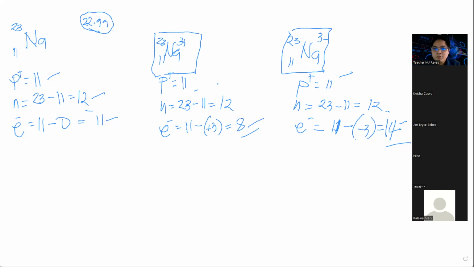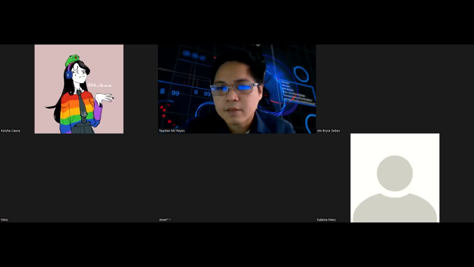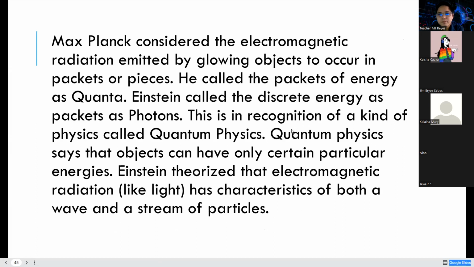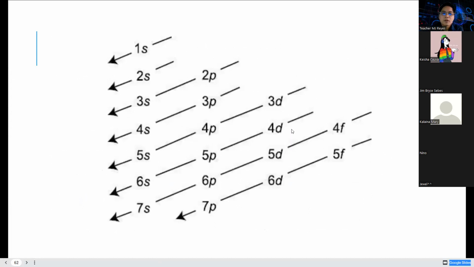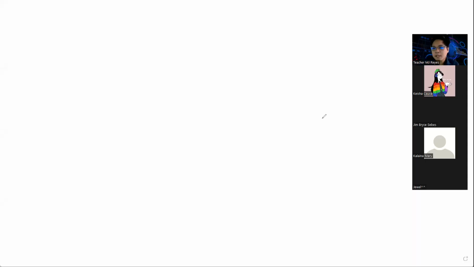Okay, let's move now to the electron configuration. How can we get the electron configuration of a particular element? Let's have a brief recap of what we discussed last meeting about electron configuration. Let me share my screen. This is now the layout of electron configuration. As you can see, SPDF is there. So we will create our own. Let me have the whiteboard with me. Let's have the SPDF.